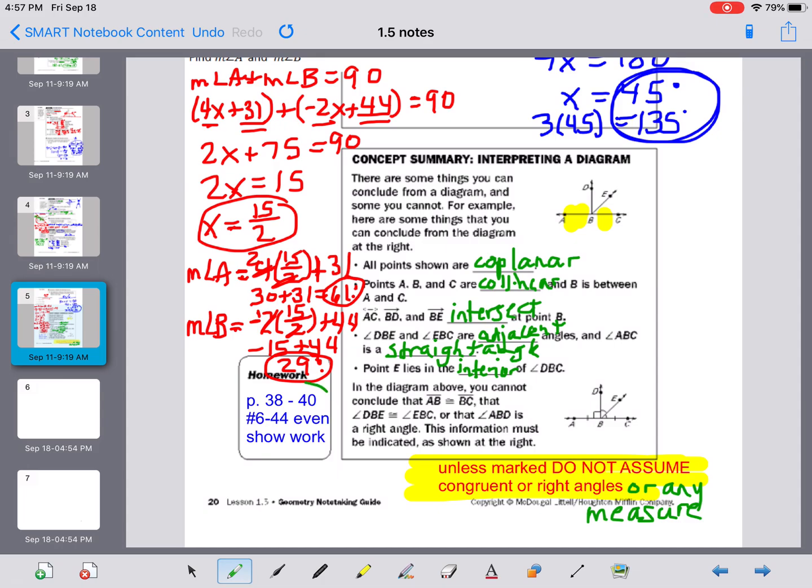So for homework, you're going to look on page 38 to 40, and you're looking at 6 through 44 even. Show me your work, especially when you're solving for an x and plugging it back in for your complementary and supplementary. Some of the supplementary and complementary ones you can probably do in your head. Don't show me your work if you don't have to. Keep it reasonable. Ask me questions if you're not sure.